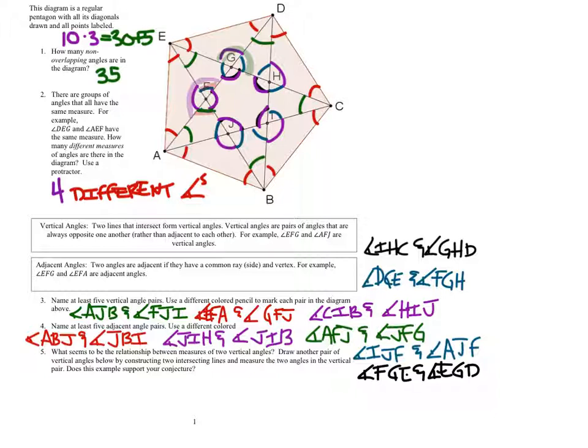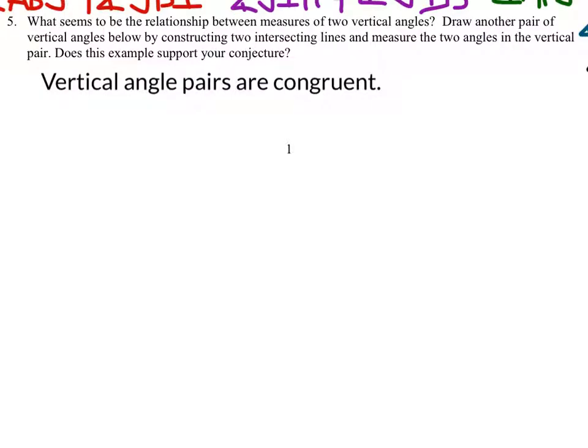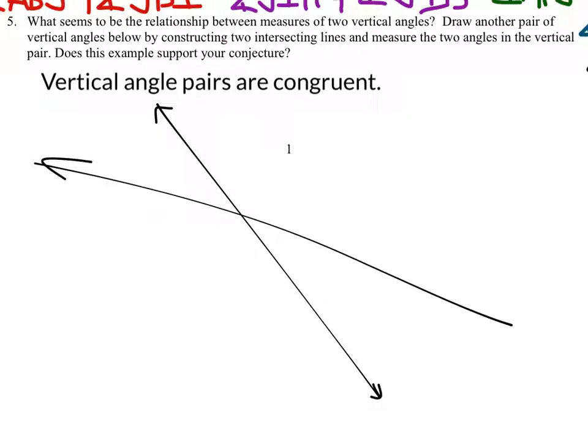That seems to be the relationship between measures of 2 vertical angles. Draw another pair of vertical angles below by constructing 2 intersecting lines and measuring the 2 angles in the vertical pair. Does this example support your conjecture? Vertical pairs are congruent, and here's kind of why. If we draw a couple lines, doesn't matter what 2 lines we draw.